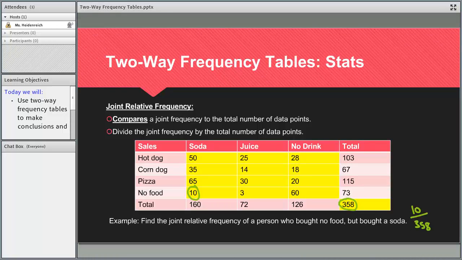And this is basically showing us a percentage of people who bought anything, or who were at the game, or wherever this concession stand was. It's showing us the percentage of the people who bought no food but bought a soda. So only about 2.8% were those kind of people who bought no food but they bought a soda.